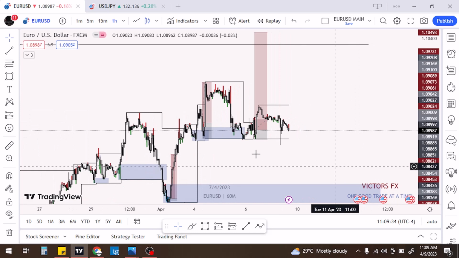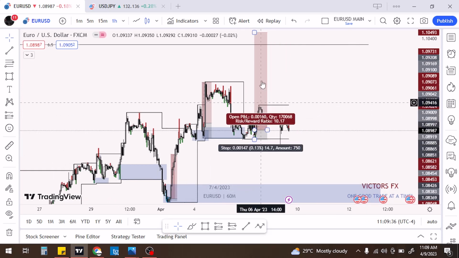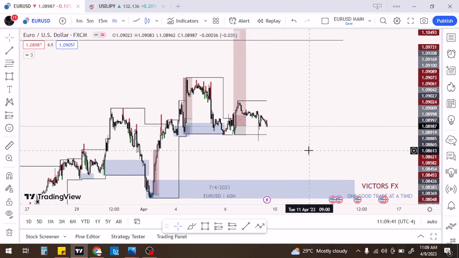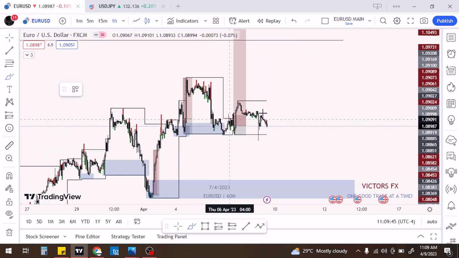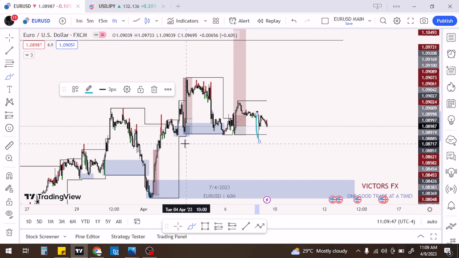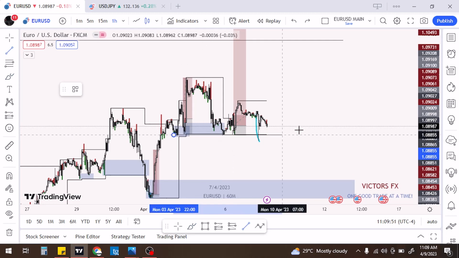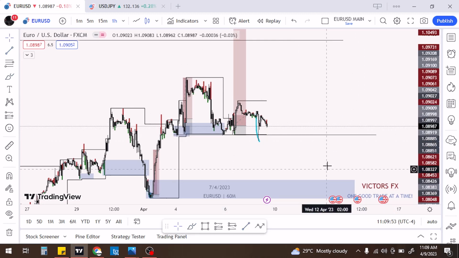You can even see I already started buying here, but price failed to make that high during Friday, so that was not feasible. Now don't just start selling. I like this liquidation that happened here in the market, which took out a lot of sellers. Okay, so that was a very valid liquidation, which took out a lot of sellers in the market.